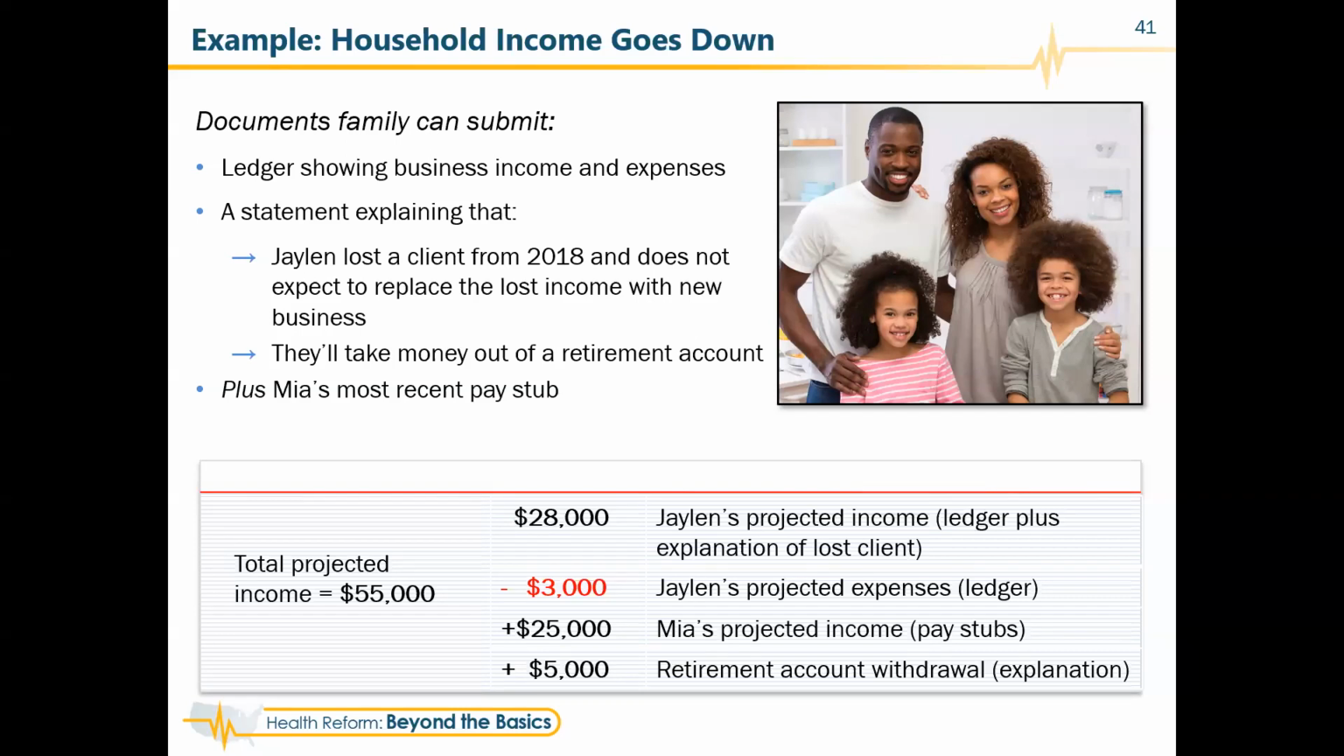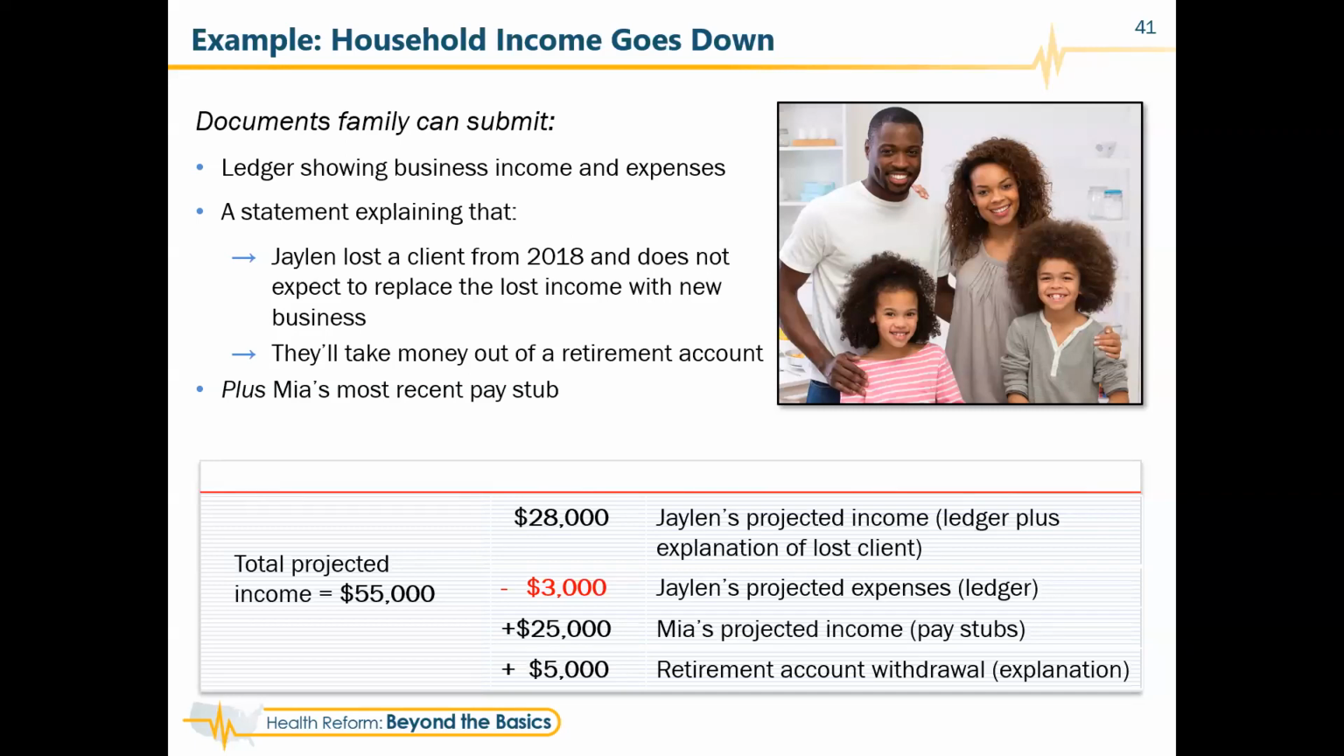They can also submit a statement that explains that he lost a client and he doesn't expect to replace the lost income with new business. And they can explain that they'll take money out of a retirement account. But don't forget to include Maya's most recent pay stub or some other documentation of Maya's income.